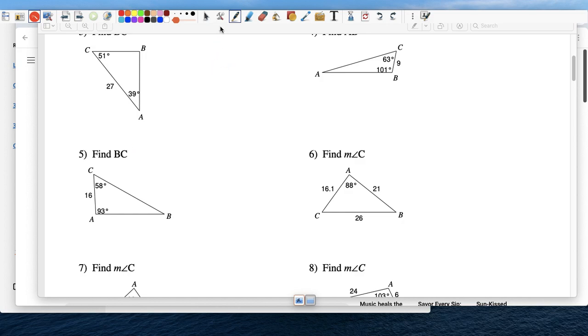We're at number 5. Now highlight it. That's what they mean by find BC, right? They want this side here.